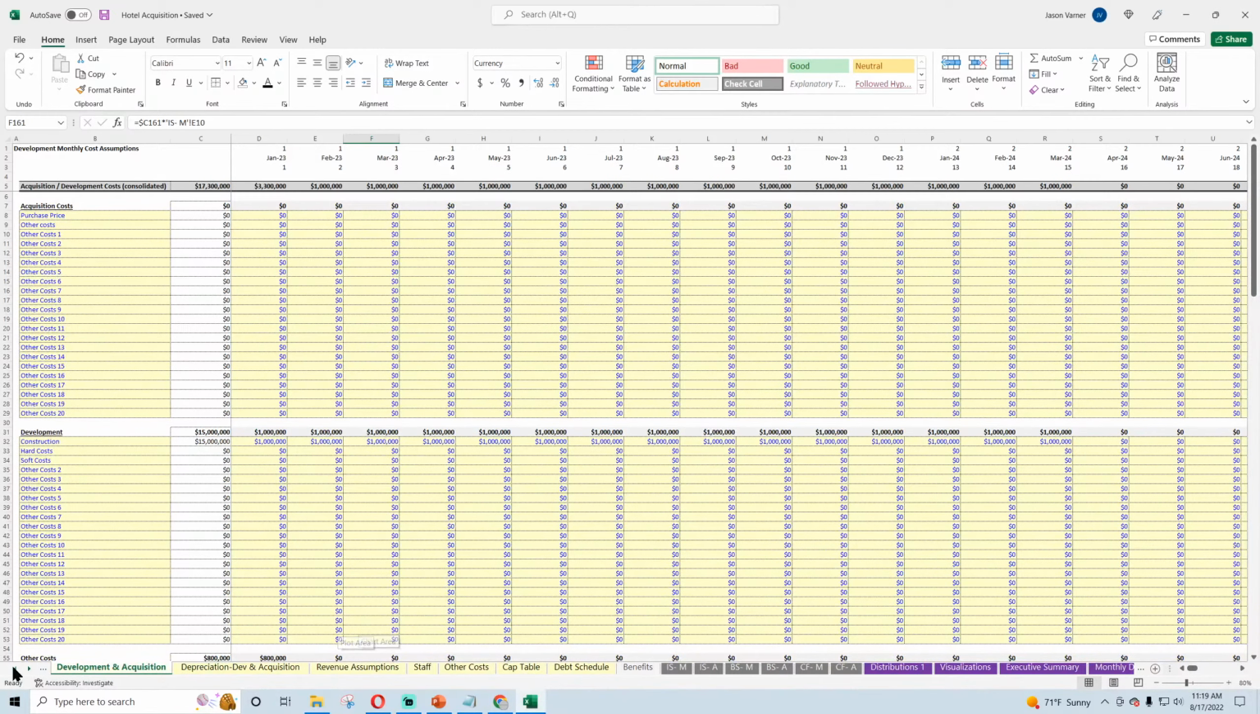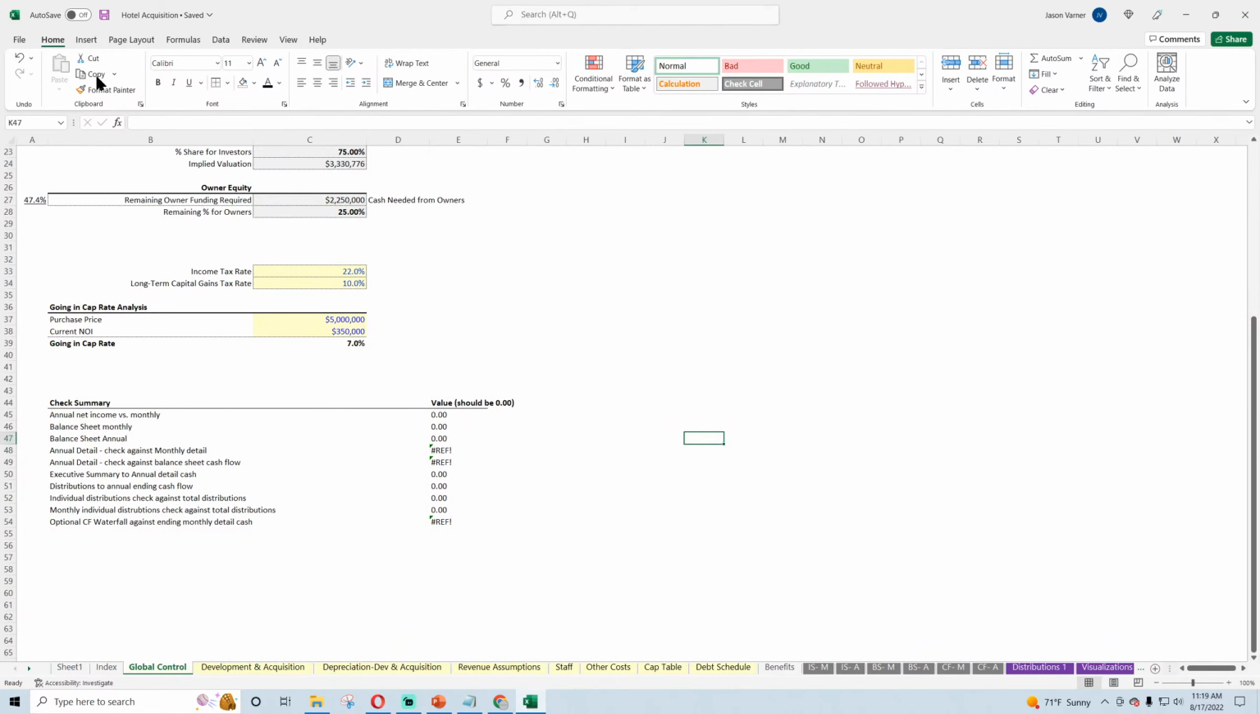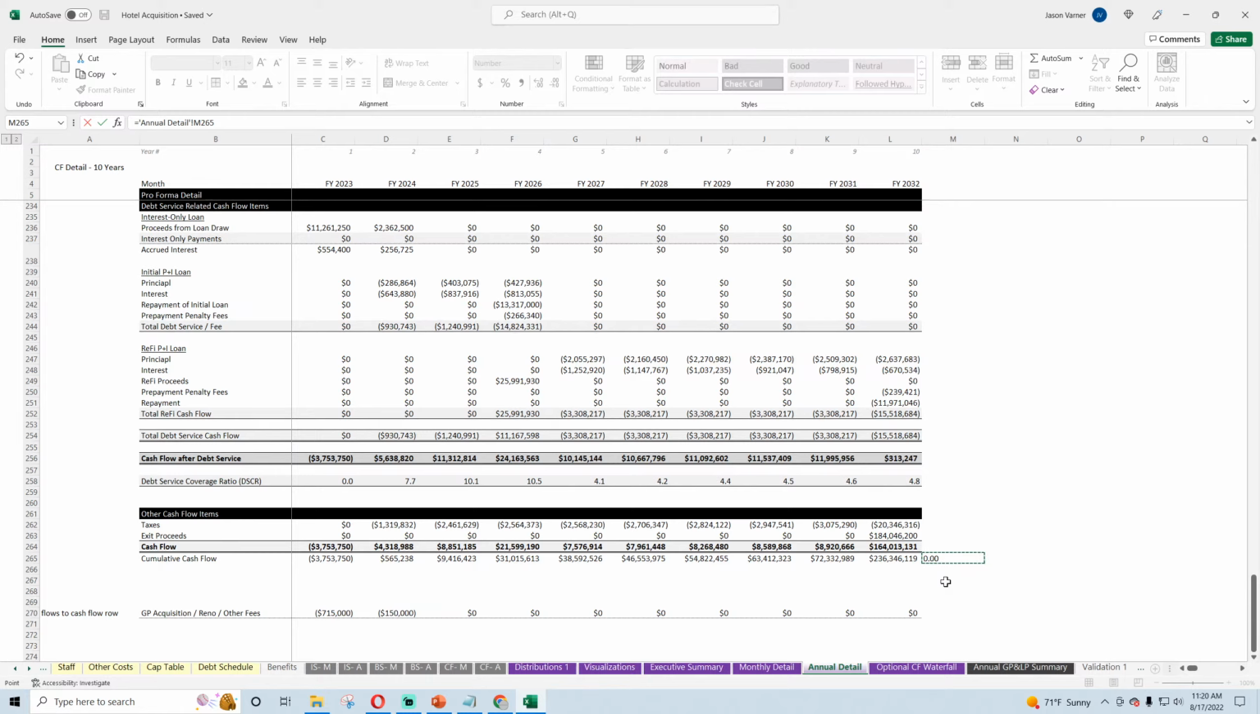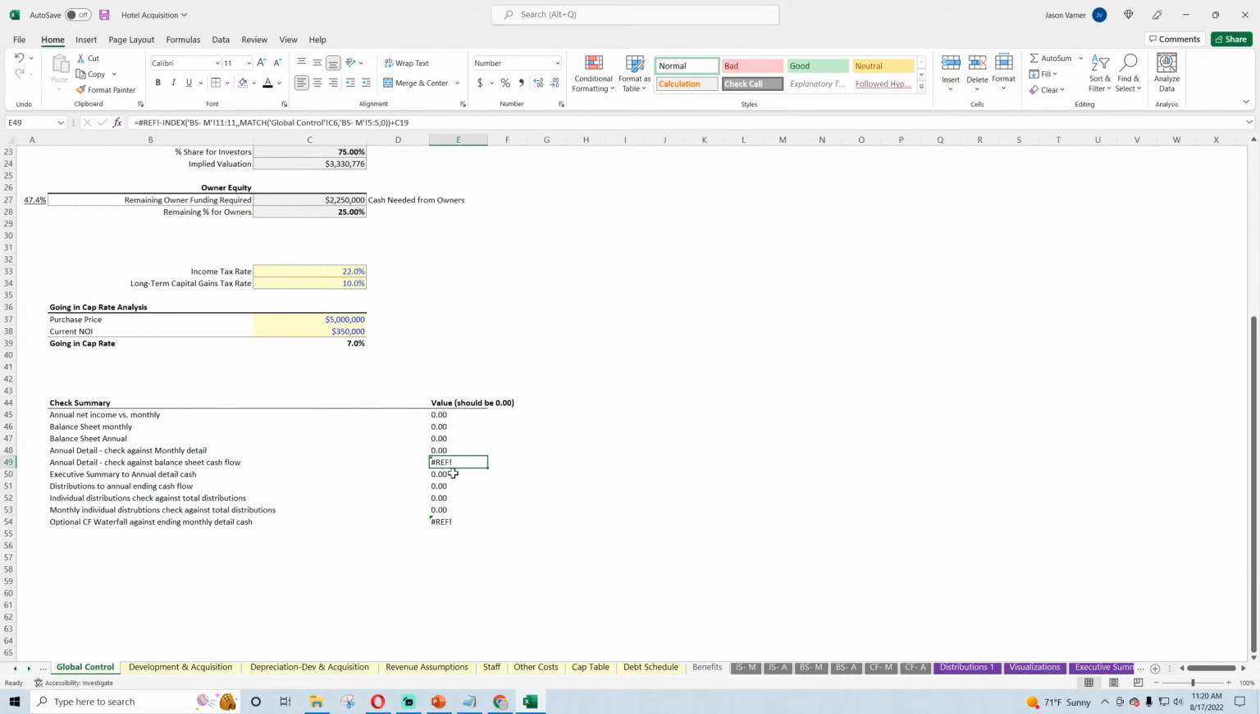So that's what we've been doing all day, and then I structured it into the joint venture, and now we are doing the sanity checks. I did visualizations as well. All right, so annual detail. This is looking at the monthly and annual. This check there: annual detail against balance sheet. All right, let's look at that.